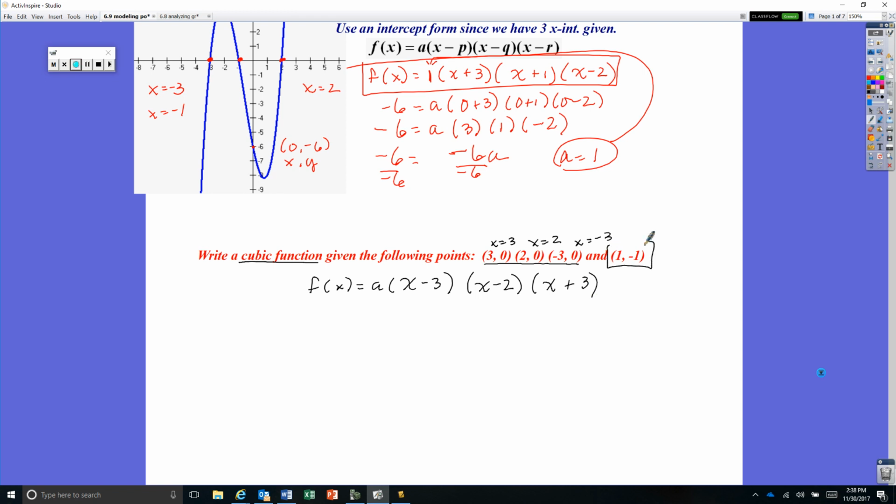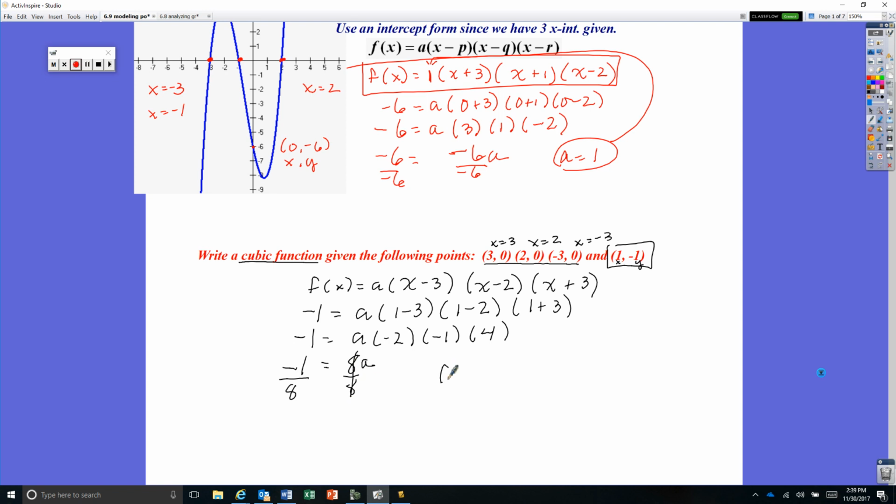So then this becomes the point I'm to substitute in. My x is 1, my y is negative 1. So negative 1 equals a times 1 minus 3 times 1 minus 2 times 1 plus 3. That is negative 1 equals a times negative 2 times negative 1 times 4. Negative 2 times negative 1 is 2 times 4 is 8. That's negative 1 equals 8a. Divide by 8. And a is negative 1/8.